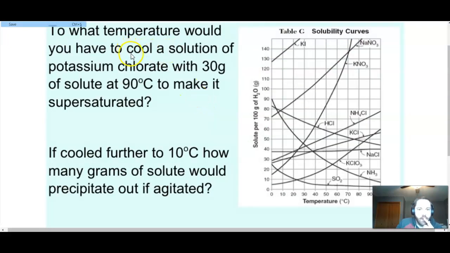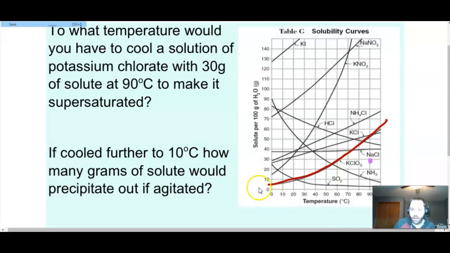To what temperature would you have to cool a solution of potassium chlorate with 30 grams of solute at 90 degrees Celsius to make it supersaturated? Sorry, sometimes I need a minute to actually read through the question better myself. So I'm going to highlight our potassium chlorate line. So we're going to be focusing on that line in this case. 30 grams of solute at 90 degrees Celsius. So I'm going to find my 90 degrees, 30.